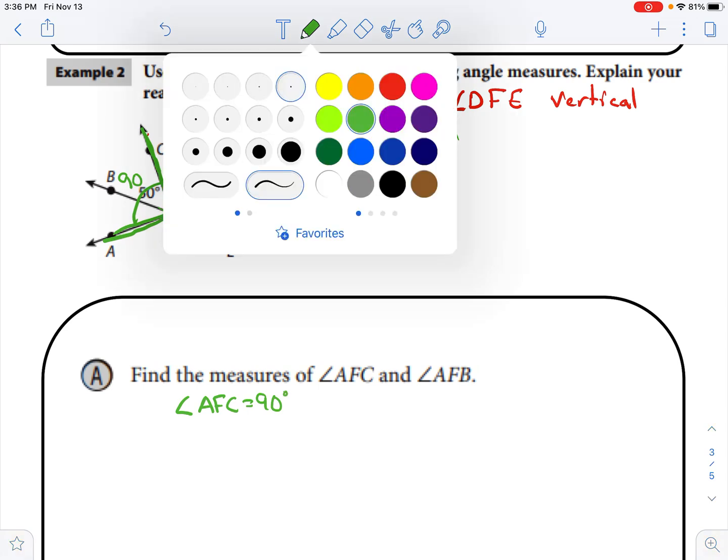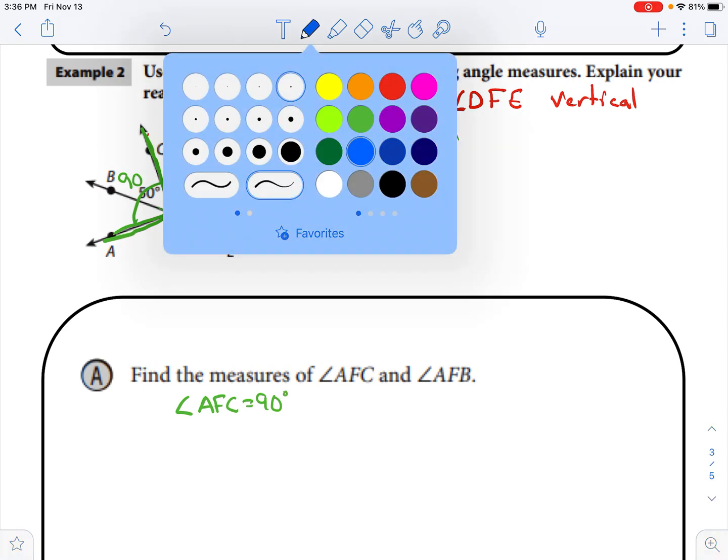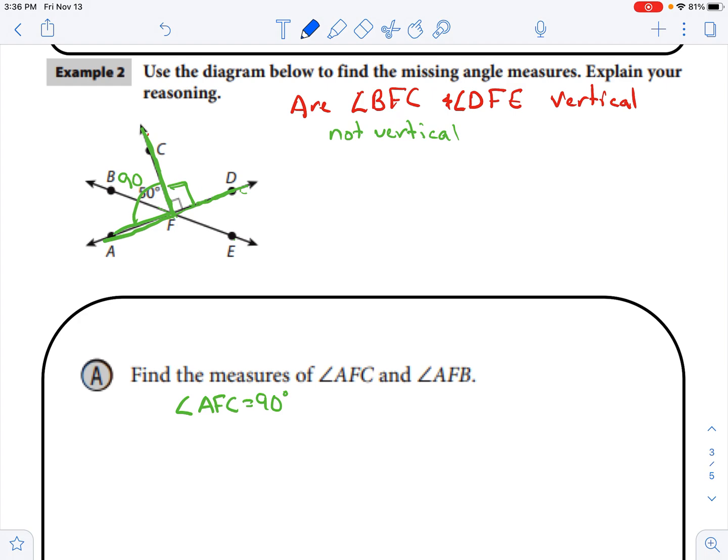Then they say, what's the measure of AFB? So A to F to B. We want to know this angle. Well, we know the whole angle is 90, and we know this part's 50. So we know the angle AFB is equal to 40 degrees.